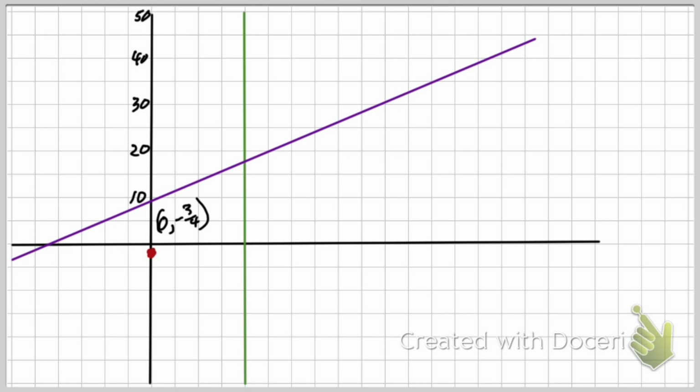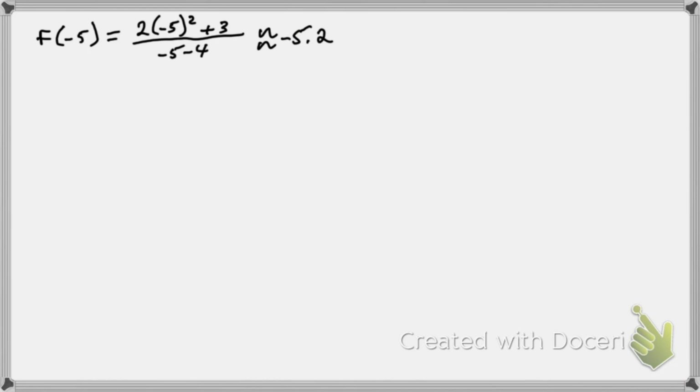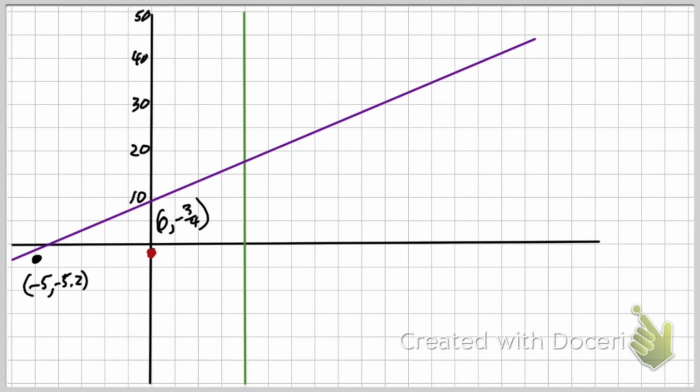So let's see what's going on out to the left of the y-axis. I'm just going to pick a point, negative 5. I plug that into my equation, and when x is negative 5, my y value is about negative 5.2. I plot that. Now I realize that this graph is never going to cross the x-axis. So from that black dot to my y-intercept red dot, I know there's going to be a curve going on there.